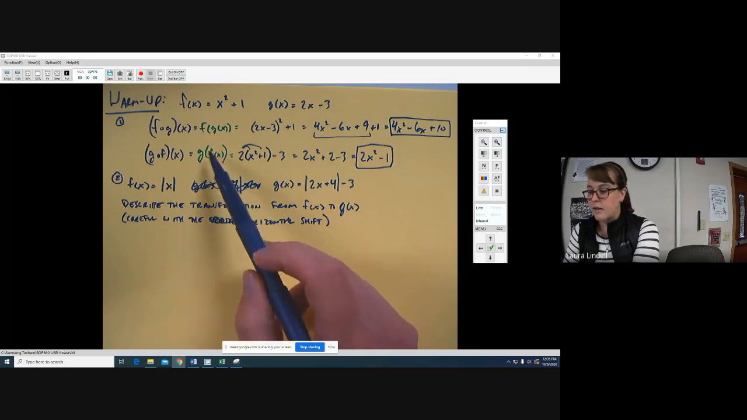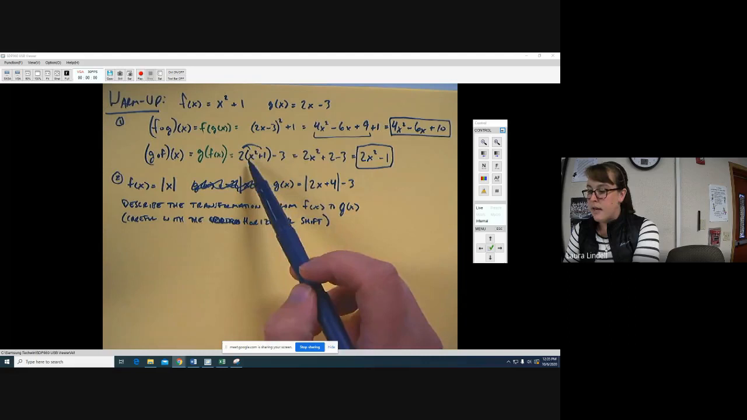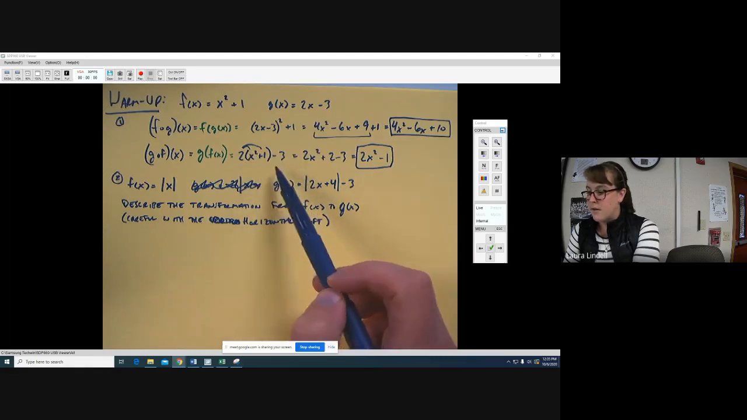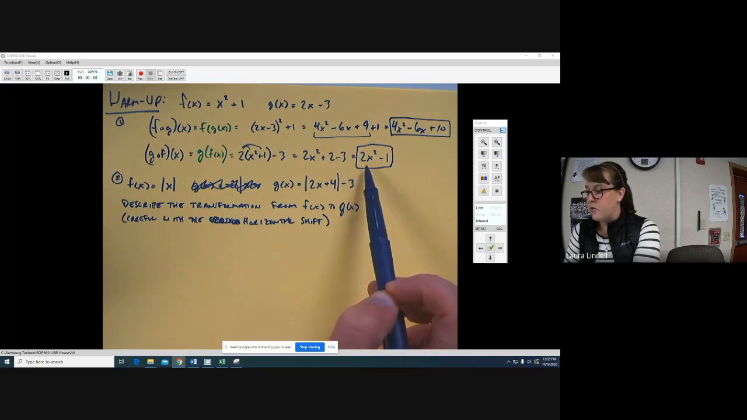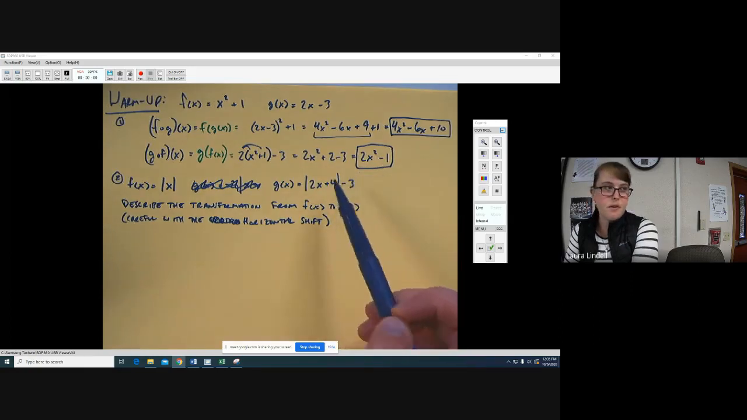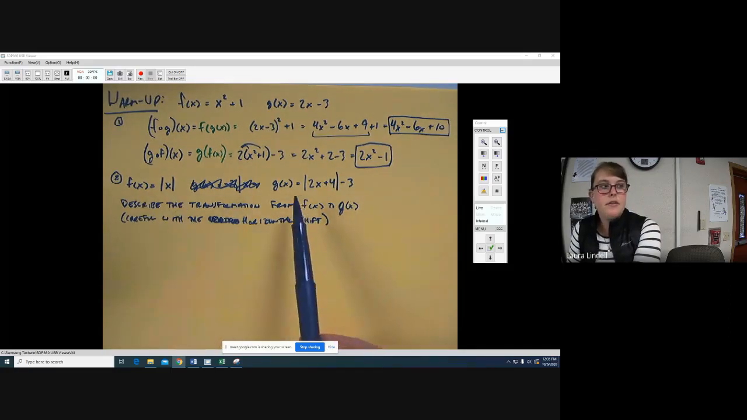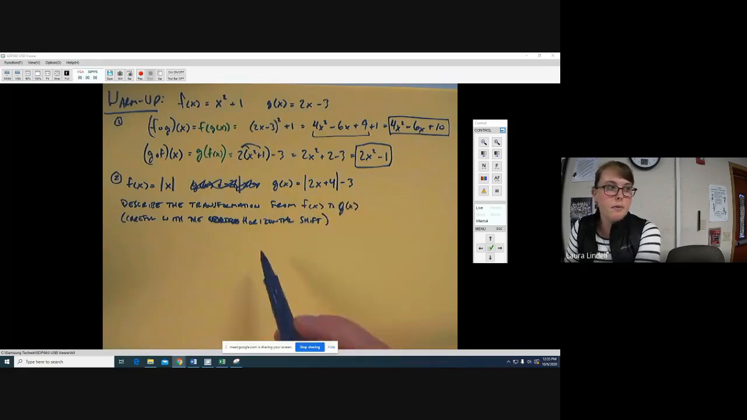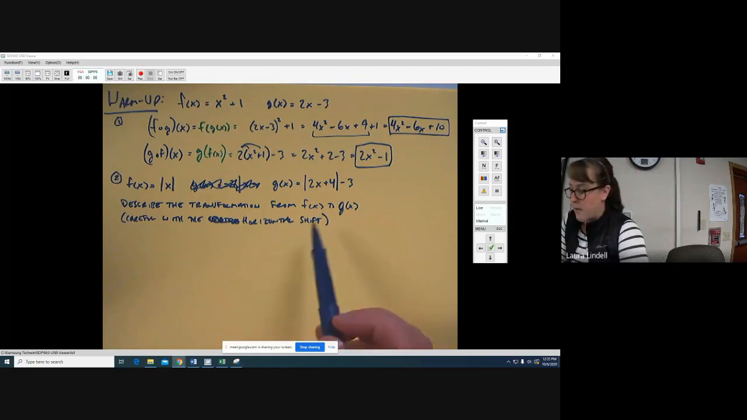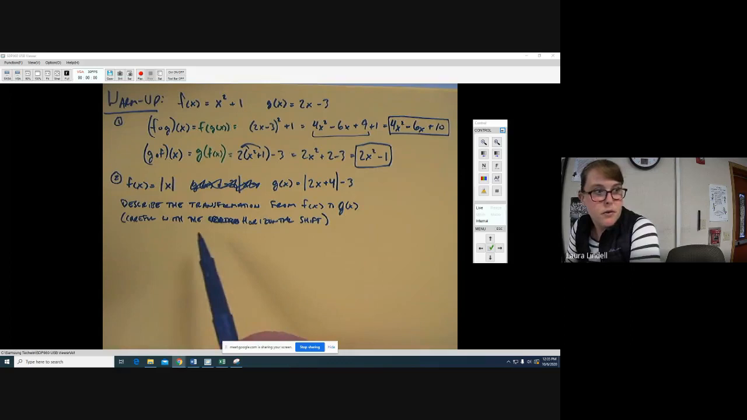Then g of f of x. You plug f of x into the g of x function. So instead of 2x minus 3, it's 2 times x squared plus 1 minus 3. Distribute the 2, and we end up simplifying to 2x squared minus 1. Okay, for the second part, f of x is the absolute value function. G of x is the absolute value of 2x plus 4 minus 3. And we want to describe the transformation from f of x to g of x. And there's a hint here to be careful with the horizontal shift.